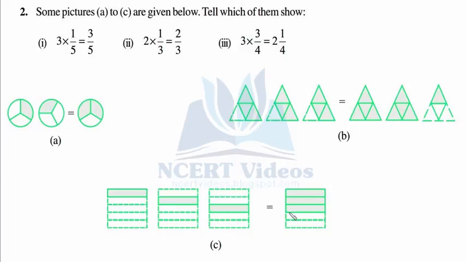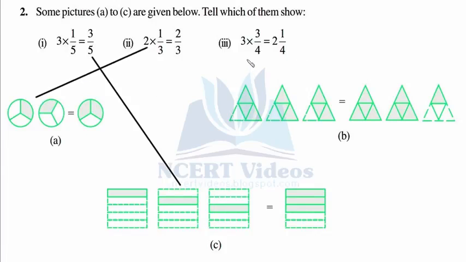And also 3 out of 5 in the last figure, the output. So we will match it. Now second, 2 times 1 over 3. So you can see 2 figures are here and each is shaded 1 time out of 3 parts. And in final, 2 portions are shaded out of 3. So this is your second.